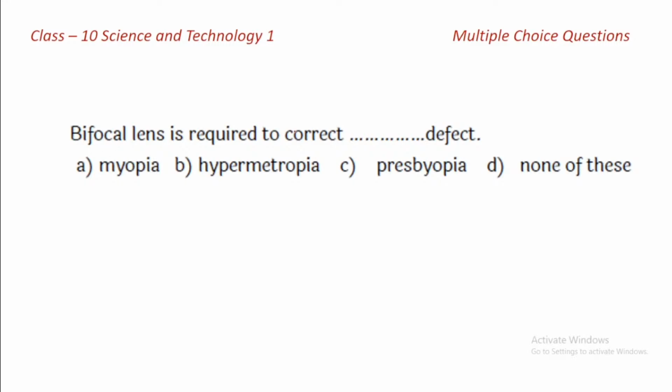Bifocal lens is required to correct defect dot dot. Myopia, hypermetropia, presbyopia or none of these. So correct answer is option C. Bifocal lens is required to correct presbyopia.